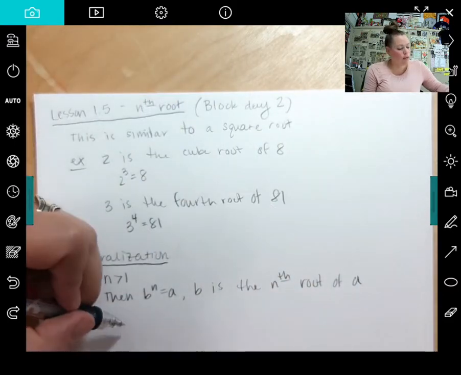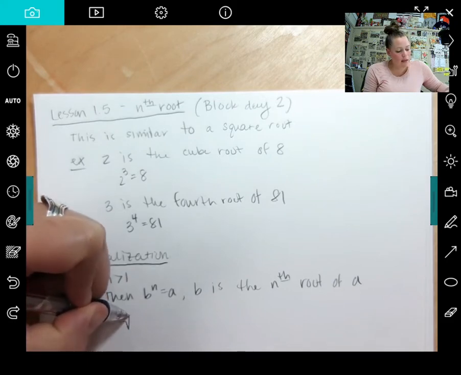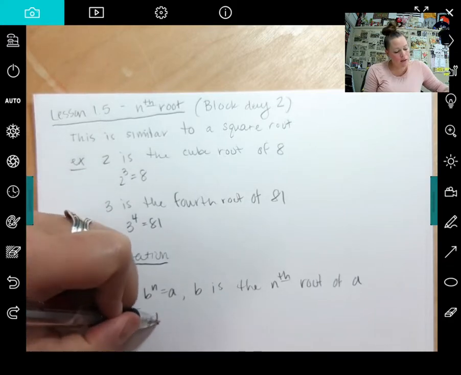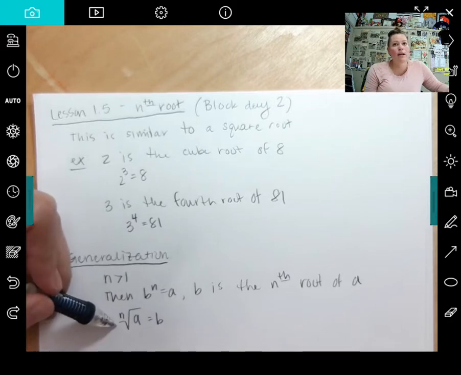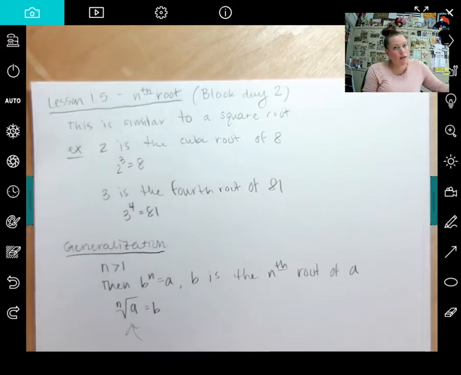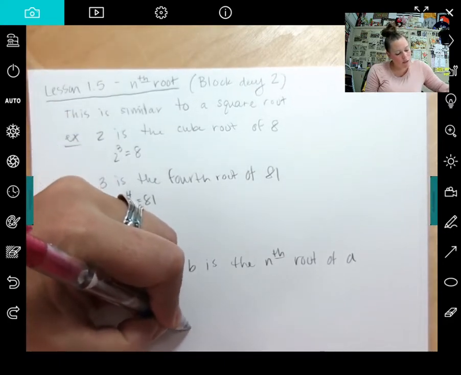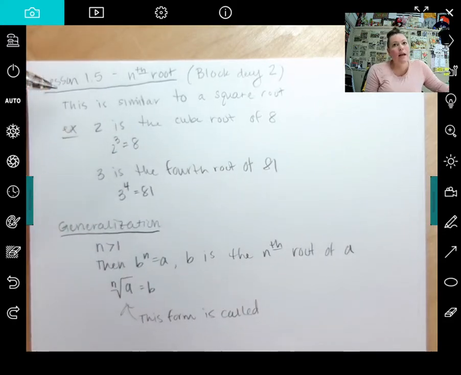So we would write this as the nth root of a. Another way to write it is going to be the answer B. So when we write it in this form, so this form right here, this form is called a radical.